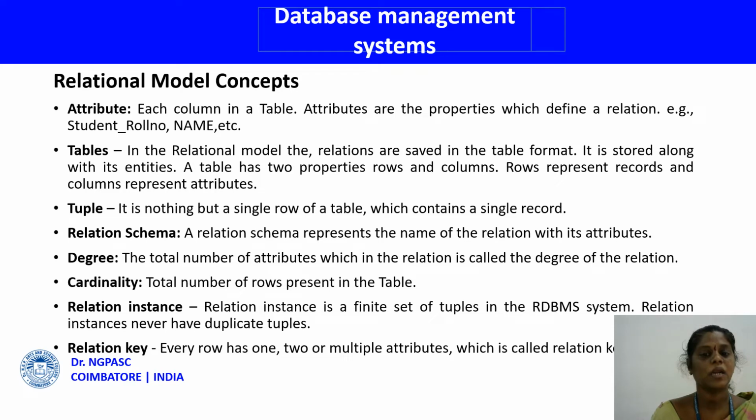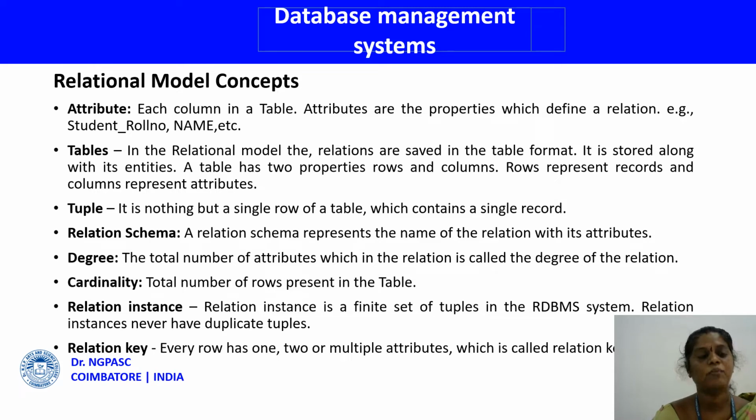Next we discuss the relational model concepts. In this we must know what are attributes, tables, tuple, relational schema, degree, cardinality, relation instance, and relation key. These are the terms we frequently use in the relational model. First, attribute: each column in the table is an attribute. Attributes are the properties which define a relation, for example a student's roll number and name. These are examples of attributes.